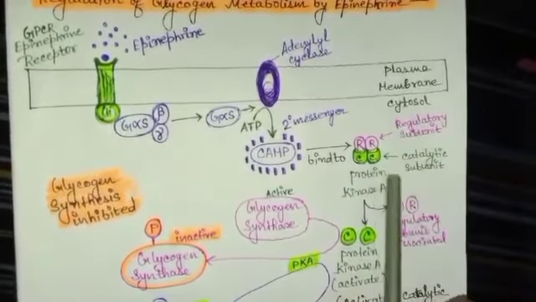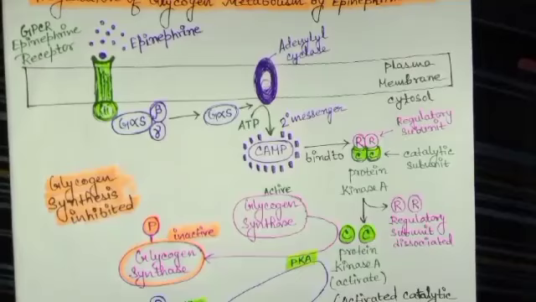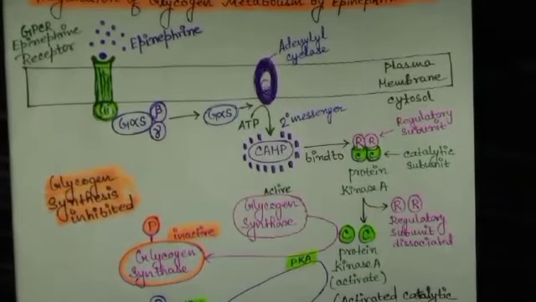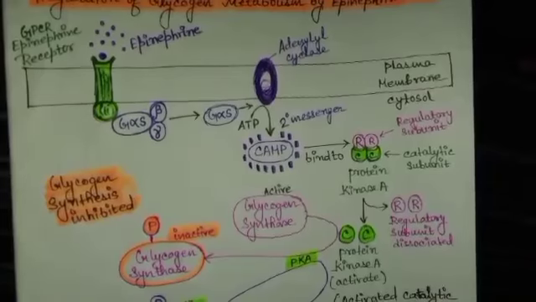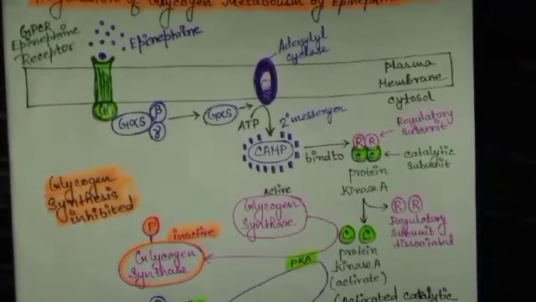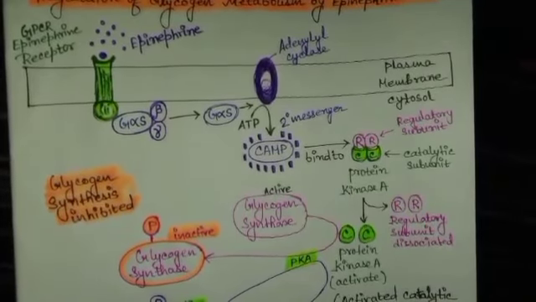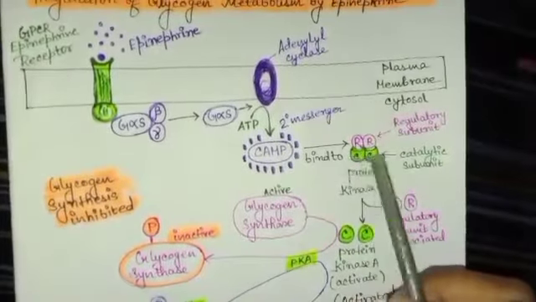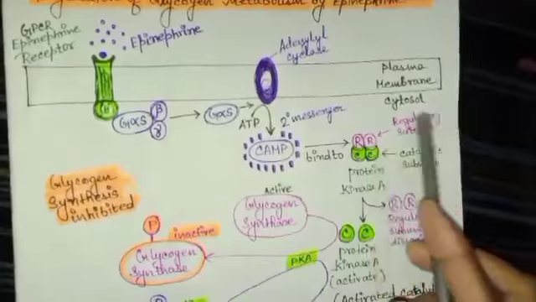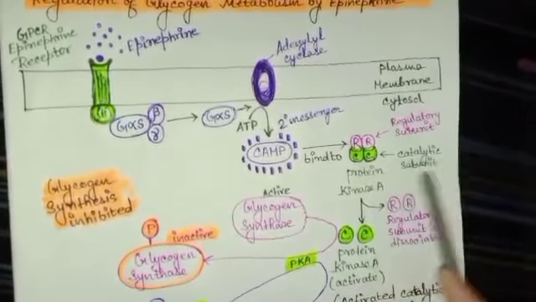cAMP binds to protein kinase A, which has two kinds of subunits, regulatory subunits and catalytic subunits. Protein kinase A is an enzyme that phosphorylates proteins, and it is located in the cytoplasm. It is also known as cAMP dependent protein kinase, as its activity depends on the cellular levels of cyclic AMP. Protein kinase A is a heterotetramer. Here you can see the tetrameric structure that consists of two regulatory subunits and two catalytic subunits.